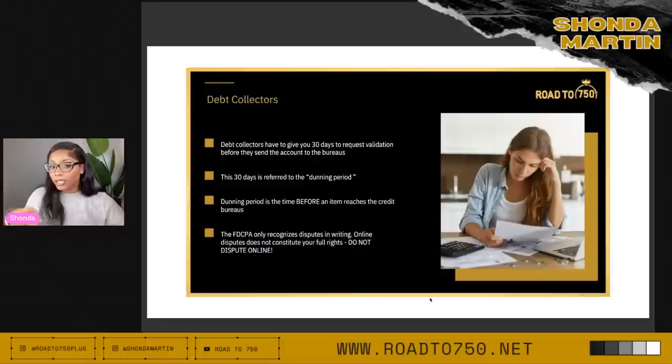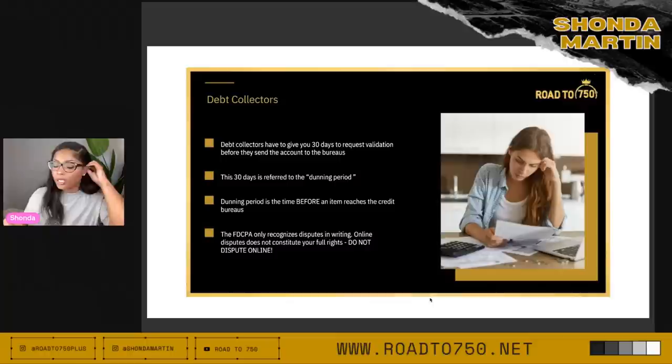That is a collection notice. What most people don't realize is that the day a collection notice hits your mailbox, a timer starts. It's a 30-day timer, and that timer is called the dunning period. The dunning period is the time before a collection account has reached the credit bureaus.